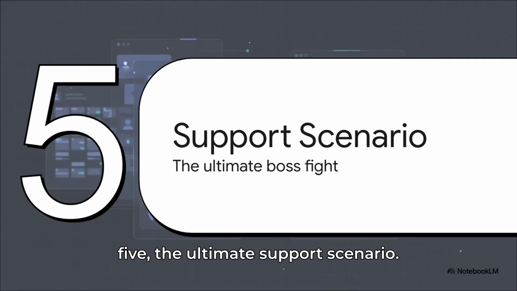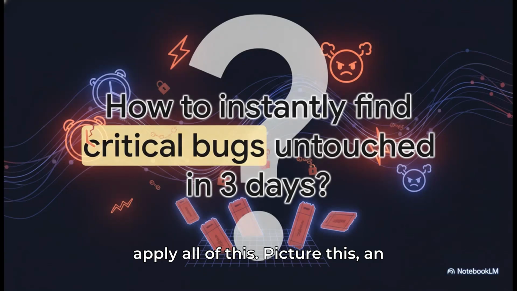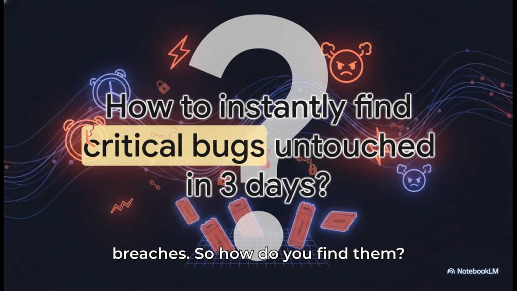All right, section 5, the ultimate support scenario. Let's get real for a second and apply all of this. Picture this. An angry client is on the line. You need to instantly find all P1 and P2 bugs assigned to your team that haven't been updated in 3 days. If you don't service them right this second, an SLA breaches. So how do you find them?